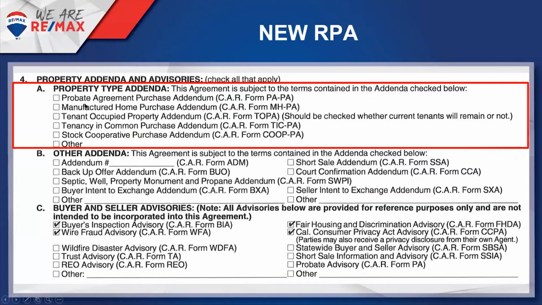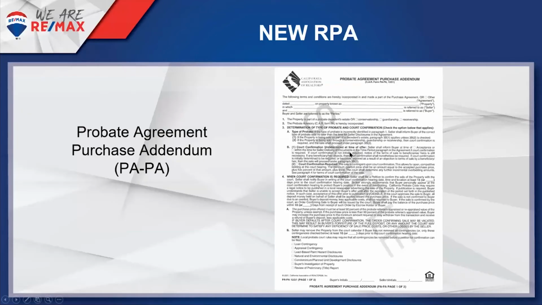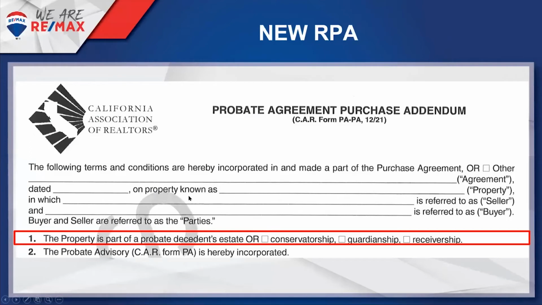Okay, so now back to our RPA. If you have one of these situations, you will check the appropriate box. So if you have a probate purchase, then you check the probate agreement purchase addendum, and that form will automatically attach. I included that in your handout. I'm going to walk you through it real quickly and give you a couple of highlights.